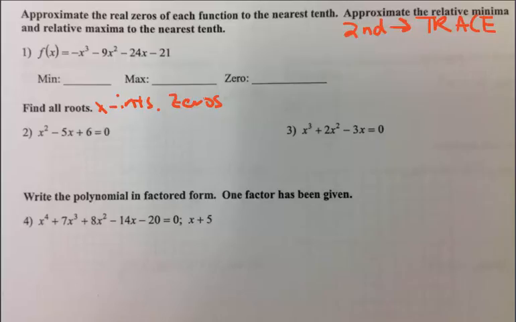And so a basic one would be like number 1. It says approximate the real 0. That also means an x-intercept. Roots, x-intercept, zeros, they all mean the same thing. And approximate the minimum and maximum to the nearest tenth, so 1 decimal place. So this is a calculator problem.